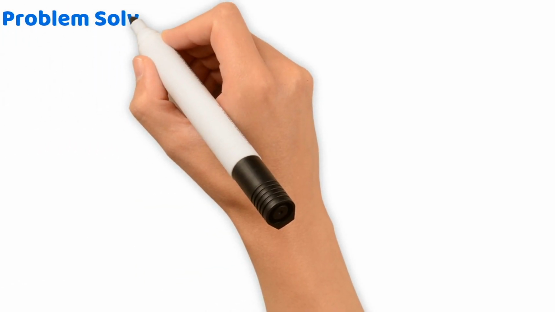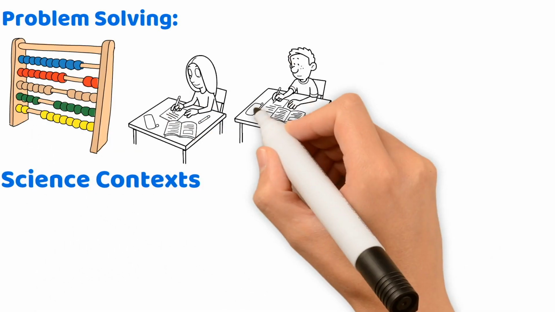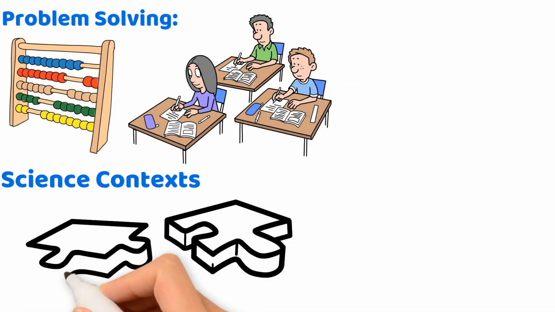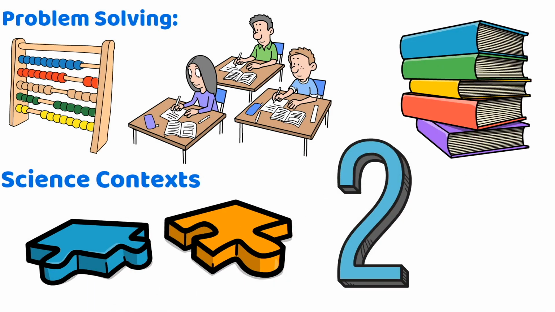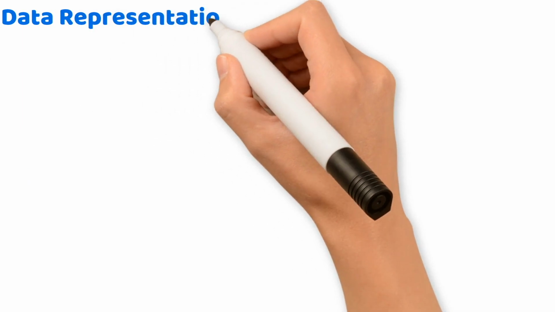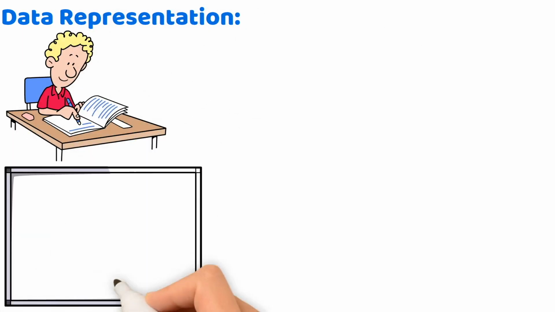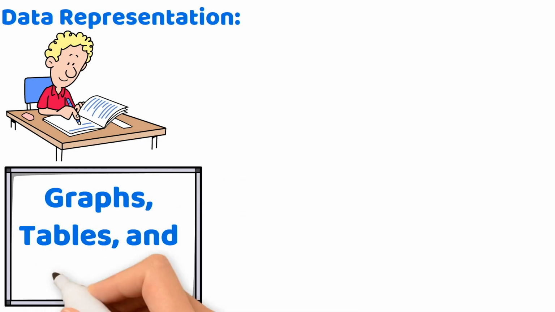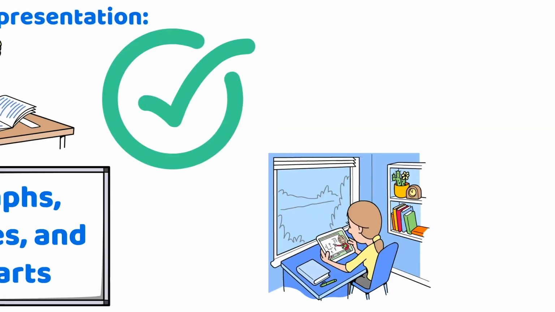Problem solving. Foster mathematical problem-solving skills within science contexts. Set up scenarios that require students to apply their math skills to figure out solutions, reinforcing the link between the 2 subjects. Data representation. Teach students how to create and interpret various forms of data representation, such as graphs, tables, and charts. This is crucial for communicating scientific findings effectively.